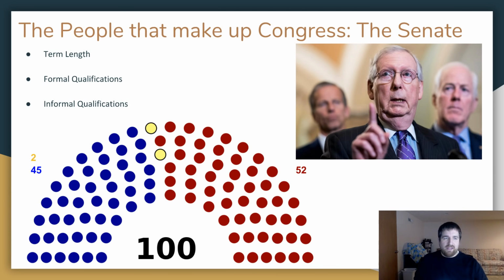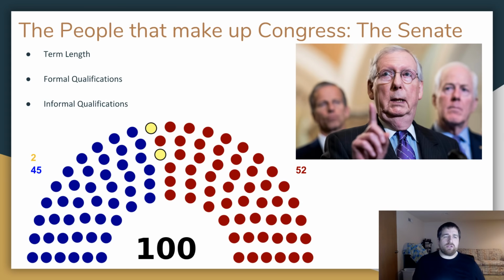All right, on to the Senate. Senate term lengths are 6 years. For formal qualifications, you must be 30 years of age. You must have been a U.S. citizen for at least 9 years. And you need to live in the state that you would end up representing if you are elected.